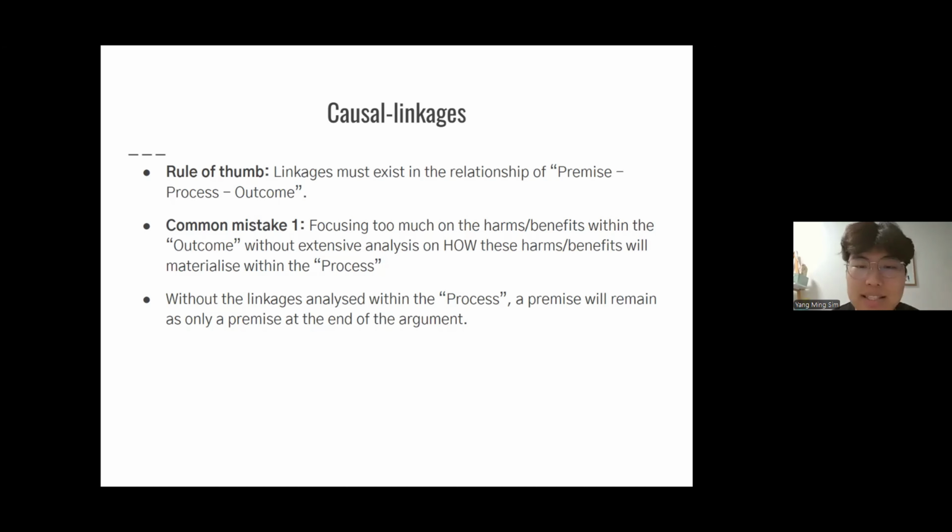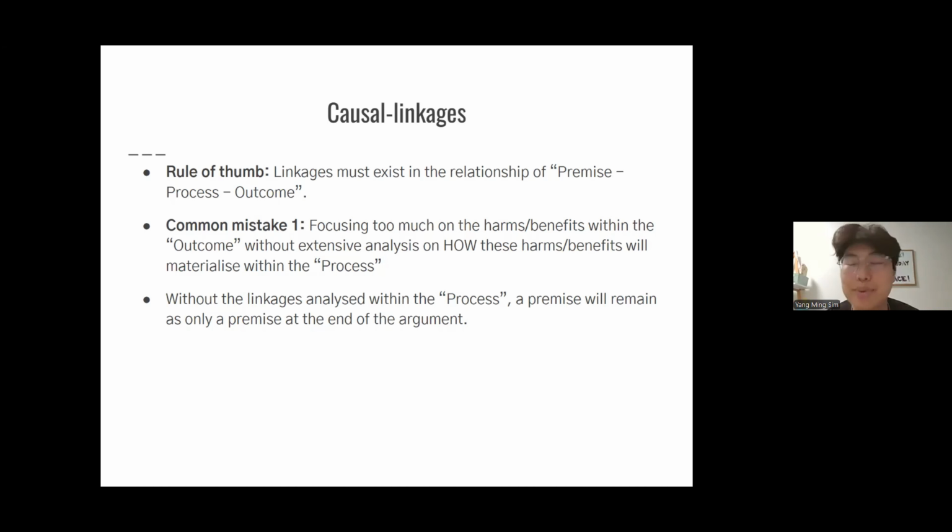Without the linkages analyzed in the process, a premise will remain only a premise at the end of the argument. What this means is that if you tell me something that is a premise, you can't just say, oh, smoking is harmful for people. People will die. People are not able to control themselves, and that's why the government should ban. The harm to this is that people are dying and people are addicted, and there's no other way for us to solve it.